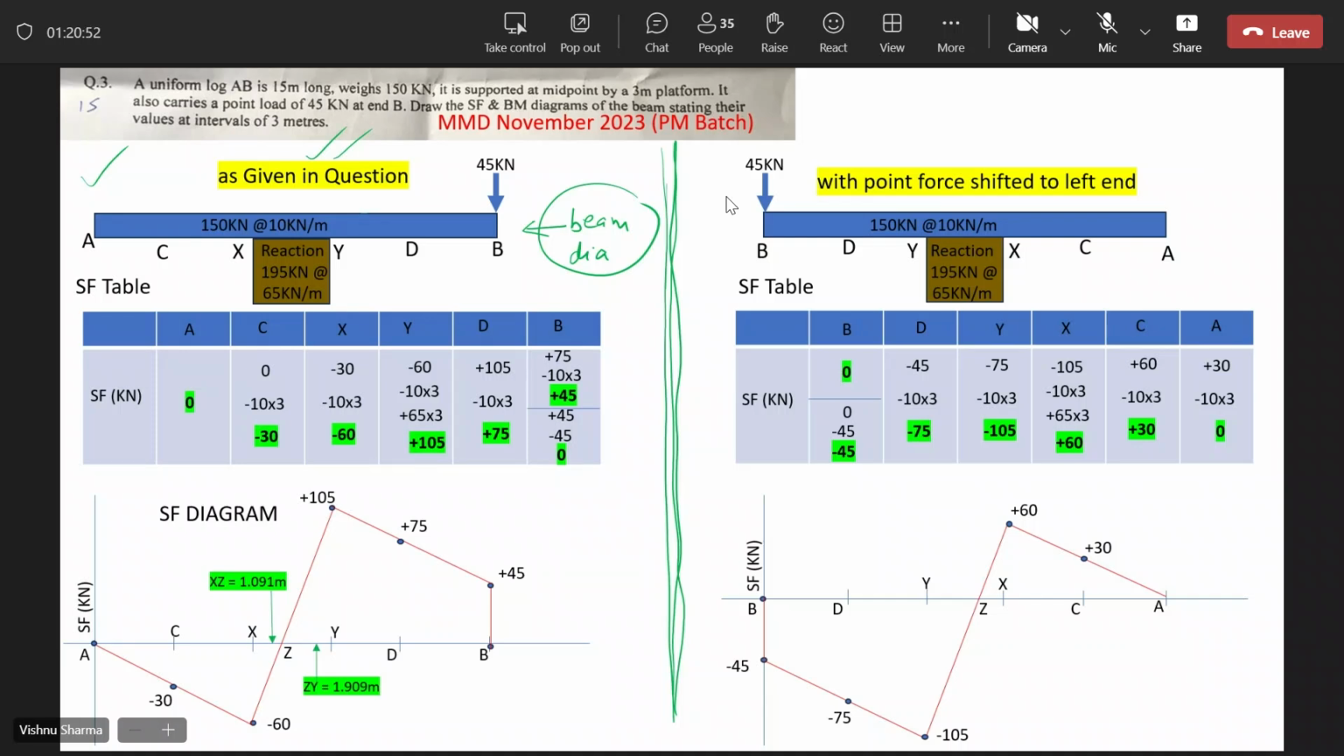It is as if somewhere in the middle of the beam, it is rested on a surface. And now you have 45 kilonewton put on this side. That means the beam is reasonably heavy and it is not toppling. It is not rotating. It is in static equilibrium. Because if it topples, then the question makes no sense.